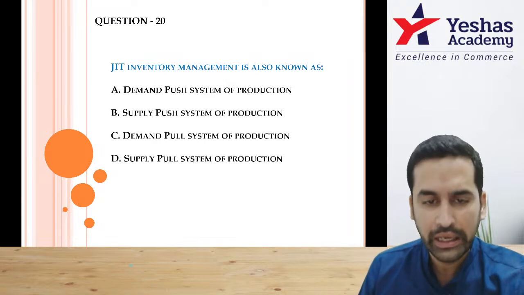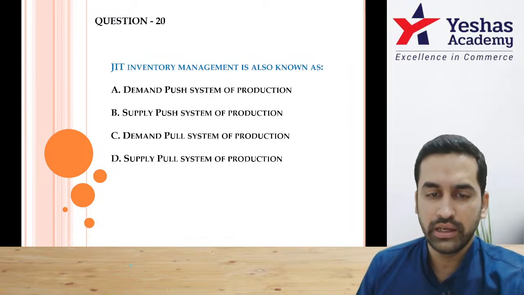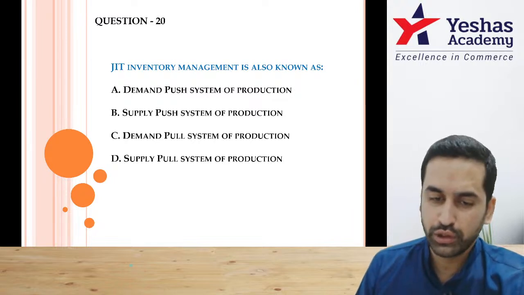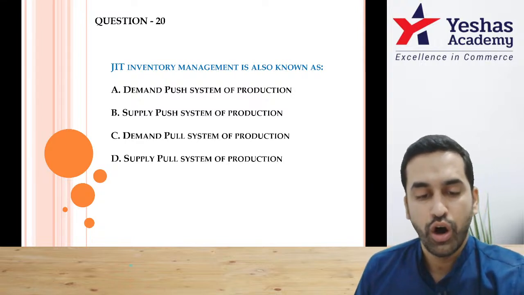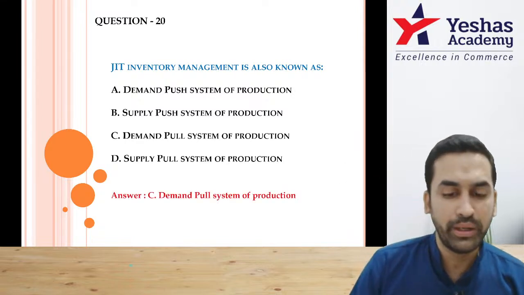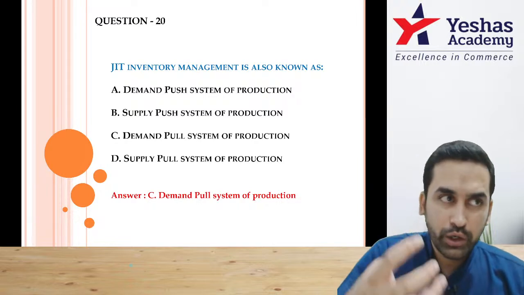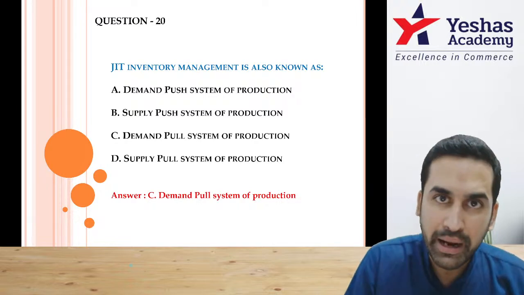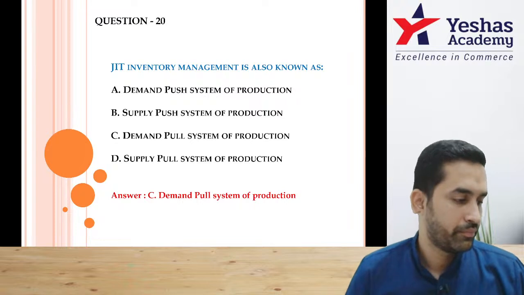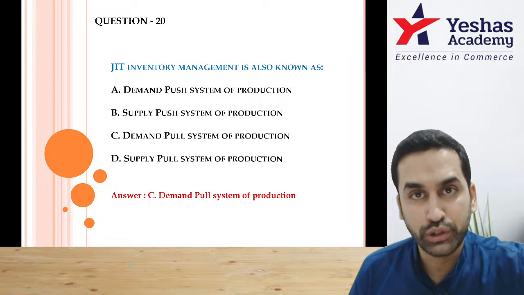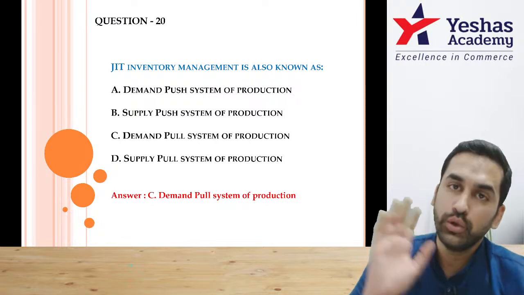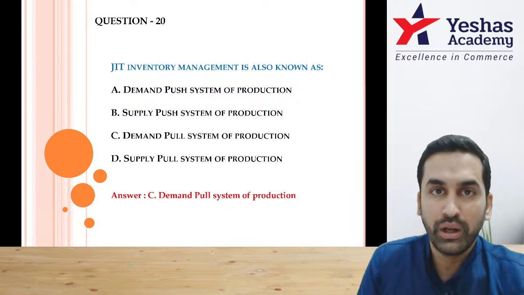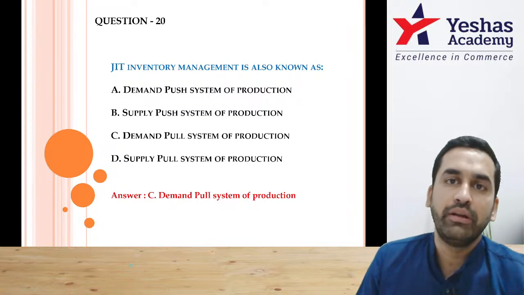Right, sir. Question 20. JIT, just in time, is also known as demand push, supply push, demand pull system, and supply pull system. Option C is the correct answer. What do you mean by demand pull system? Do we need it? Is there a demand? Then only buy. Able to follow? What is pushing? Whether the other party wants or not, you send it. That is pushing. Pulling is if I need it, I will place the order.